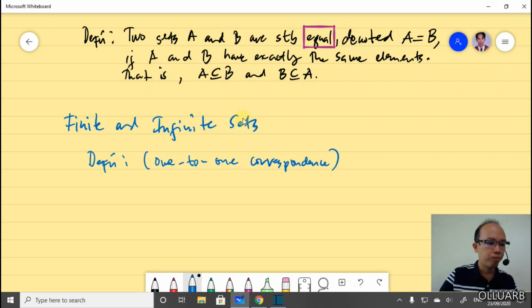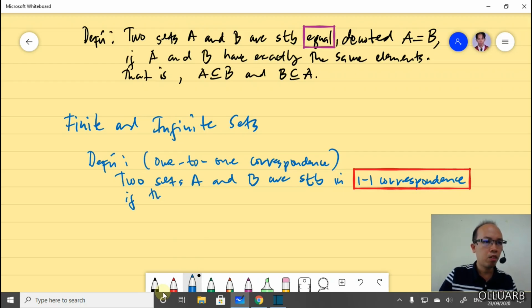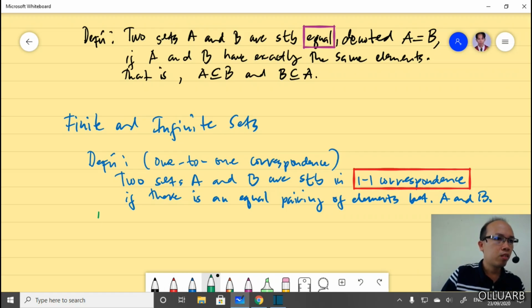If you are given two sets A and B, then A and B are said to be in one-to-one correspondence if there is an equal pairing of elements between A and B. So let's have an illustration.